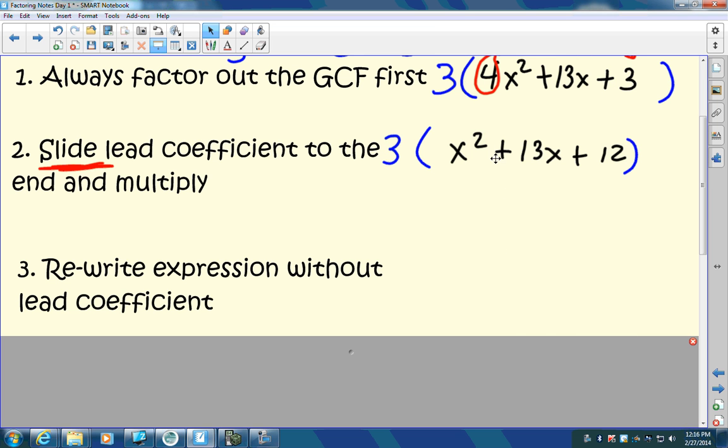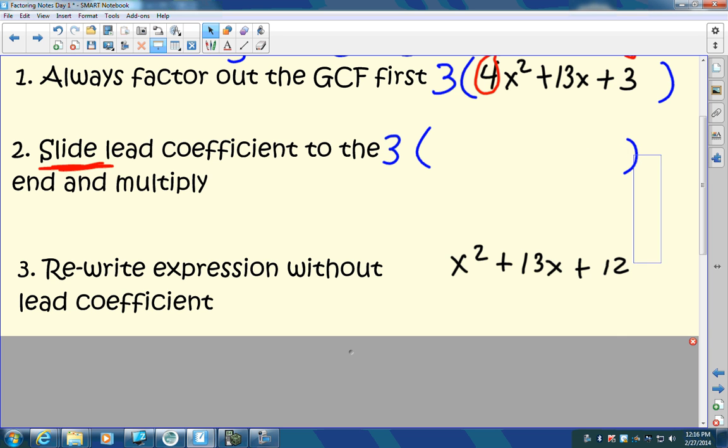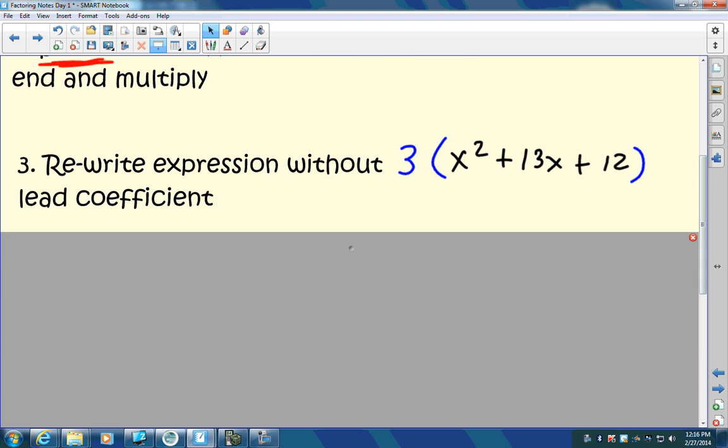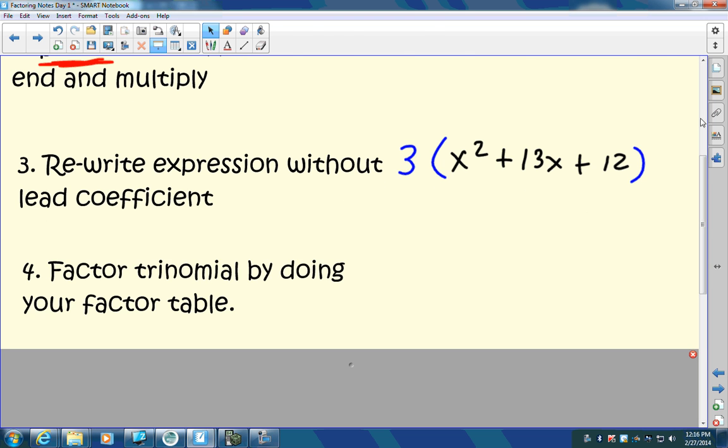Let me move this down. Okay, here we go. All right, so I rewrote it. Now I'm going to factor the trinomial. That's what's inside the parentheses right here. Now here's what it means. Take the back number right here. Take that 12. I need the factors of 12. What numbers multiply together to give me 12?